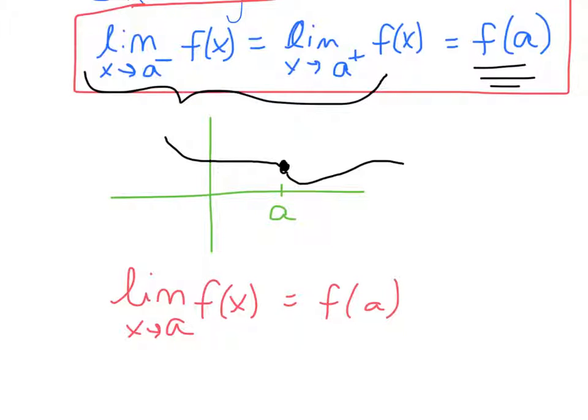This is also true, but the way that I would really like you to memorize it and the way we're going to practice it over and over again is following the initial way that I said it. If the left is equal to the right is equal to f of that same x value, then we in fact have a continuous function.